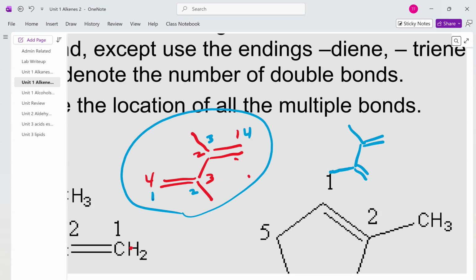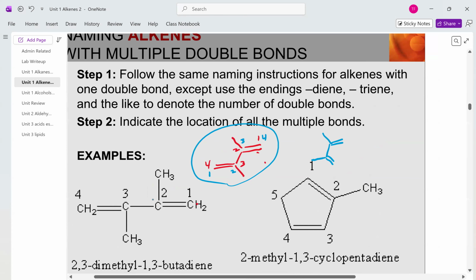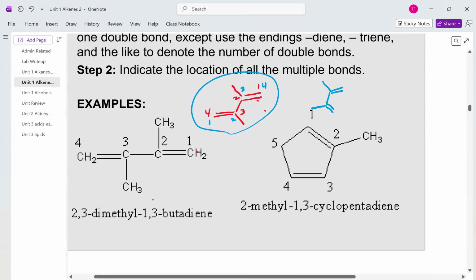Okay. Now, because we have two double bonds, we have to indicate the di, meaning two double bonds. Whenever we have a di, we have to have numbers that correspond with the di. That's a carbon number 1, carbon number 2. Same with here. We have a di. Has to correspond with two numbers.